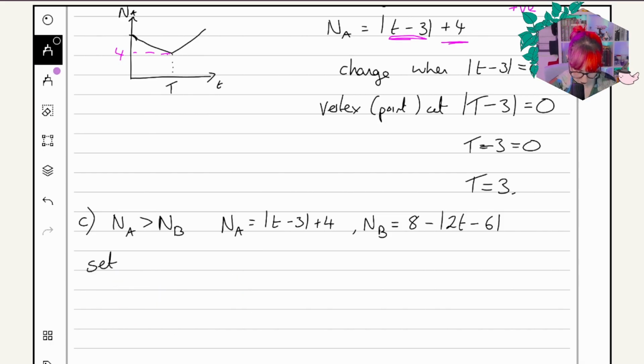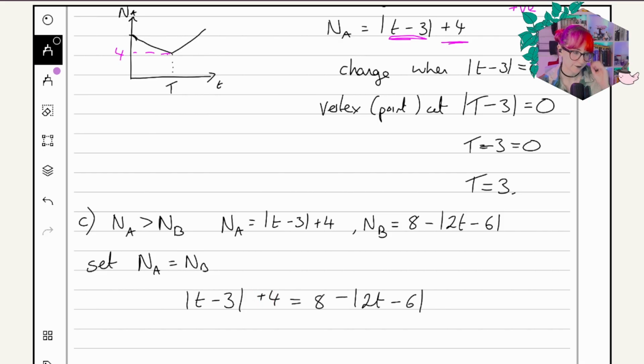So set NA equal to NB, and that gives me modulus of T minus 3 plus 4 equals 8 minus 2 modulus of t minus 6. Okay. Oh, it's been a while since I've done modulus manipulation. So let's see what we get.